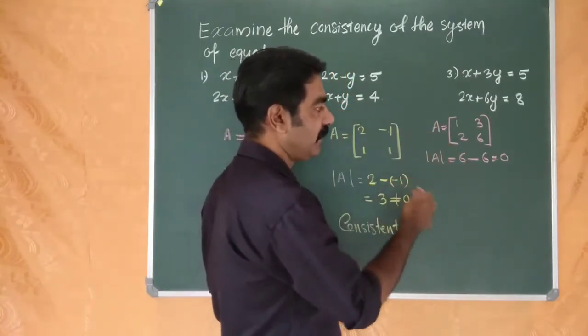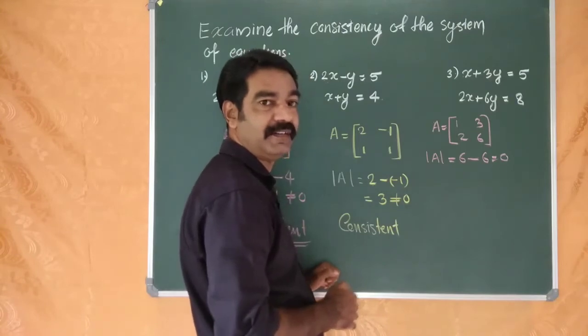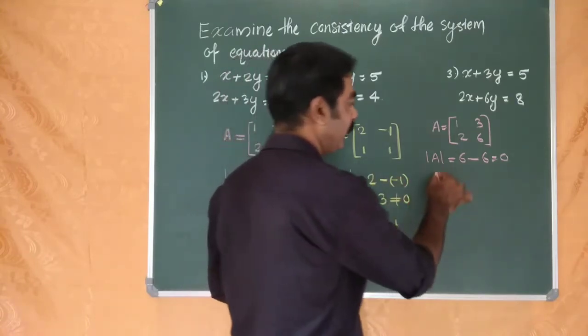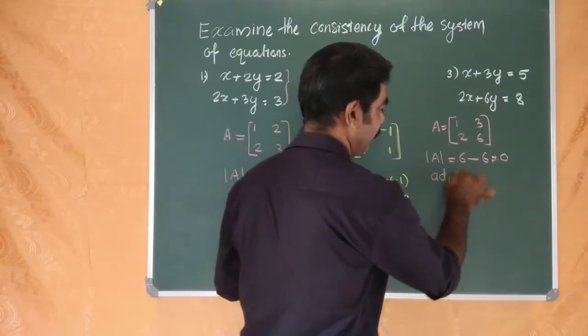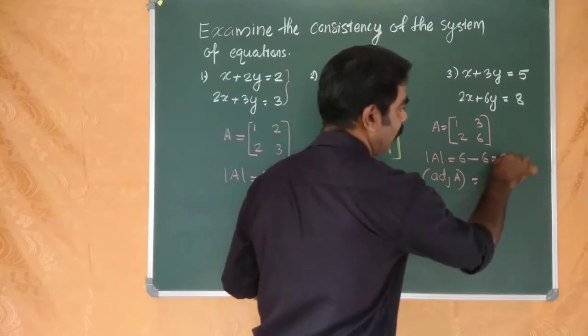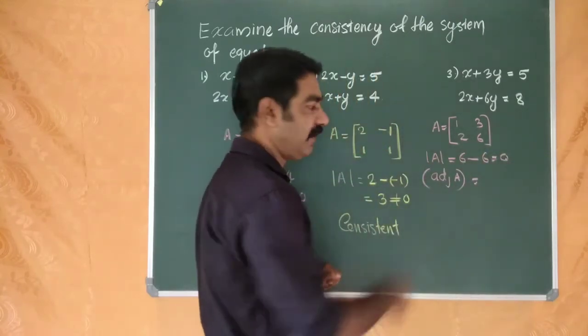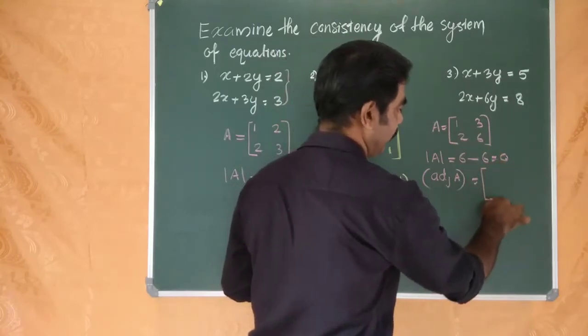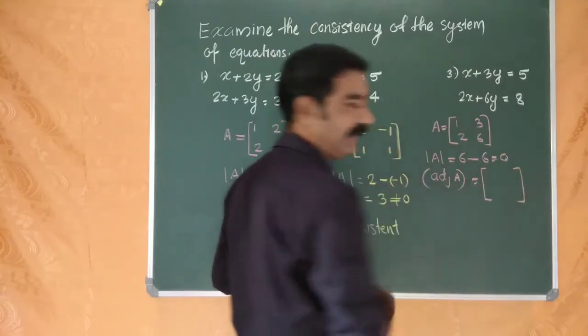So we have to check whether the system is consistent or not. For that we have to find Adj A. If determinant A is equal to 0, we have to find Adj A. What is Adj A? What is the adjoint of this matrix? Since it is a 2 by 2 matrix, directly we can write the adjoint.